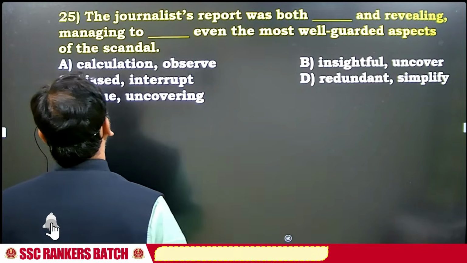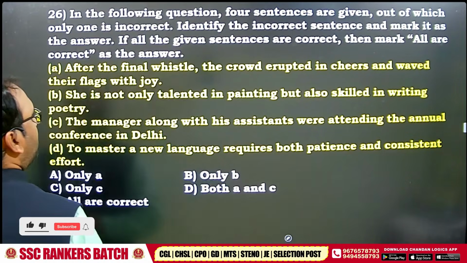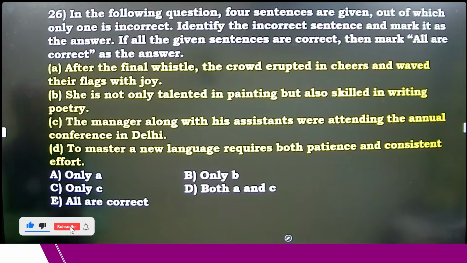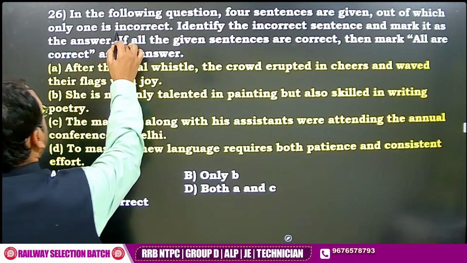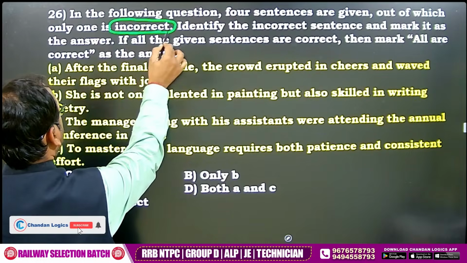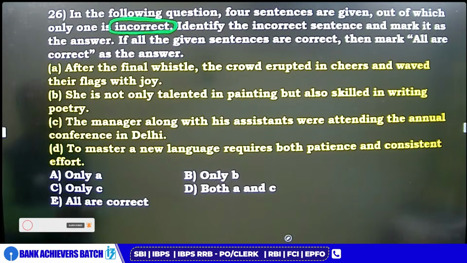Question number 26. Now we are going to have a different kind of experience. In the following question, 4 sentences are given, out of which 1 is incorrect. There is only 1 sentence which is incorrect. Now we must identify which sentence is incorrect.